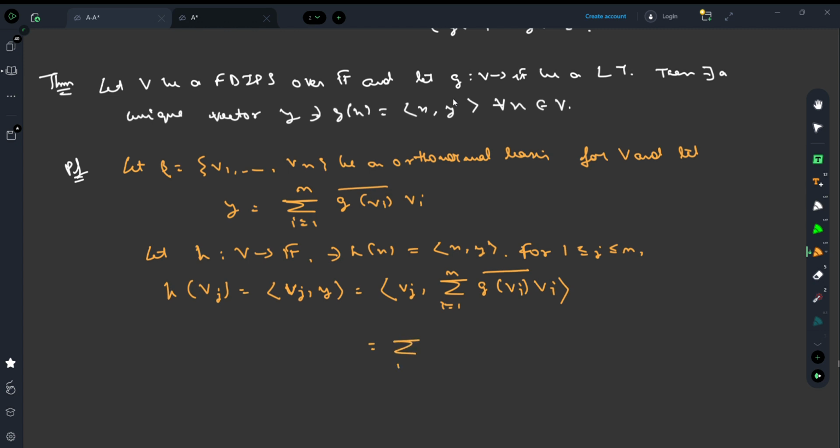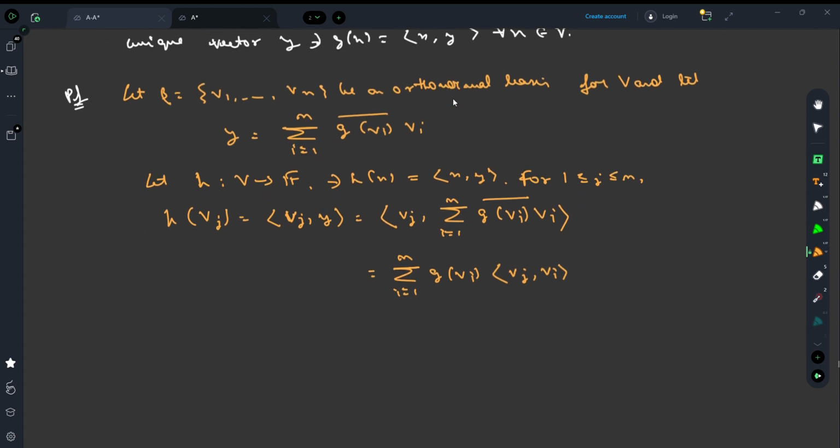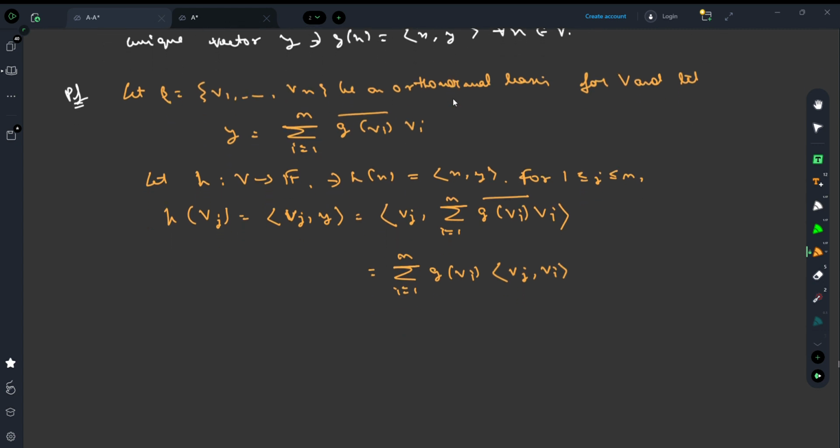But it can be distributed in terms of the summation, and all these scalars will come out after taking their conjugates. The conjugate of g of Vi bar will be g of Vi. So it will come out as the summation over i equals 1 to n of g of Vi. Sorry, no bar will be there because we are bringing it out of the inner product. This follows from the axioms or the properties of inner product. And here we have Vj with Vi.